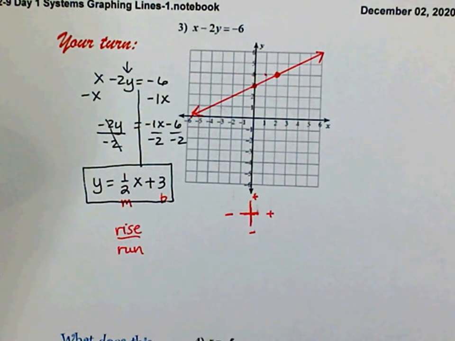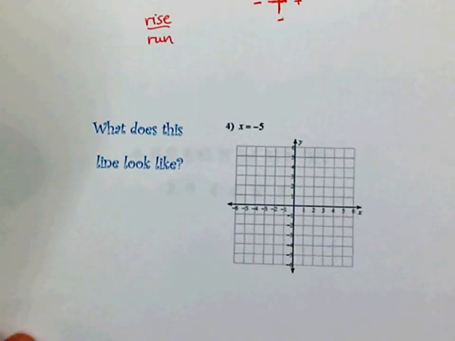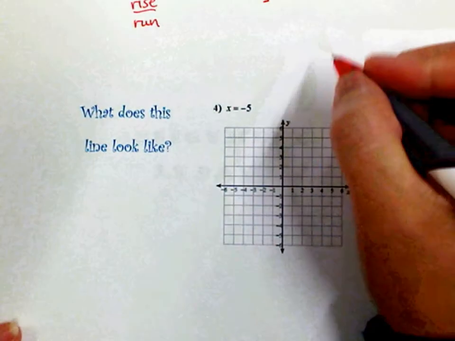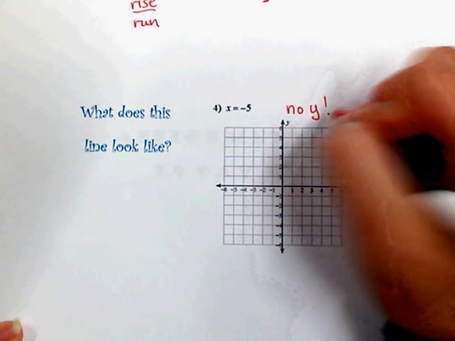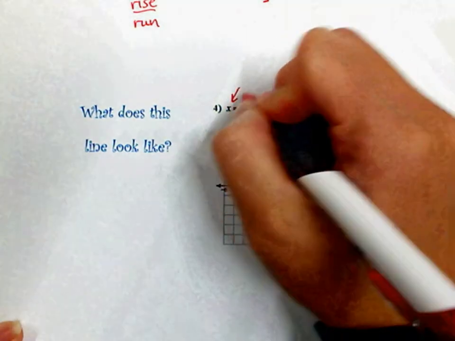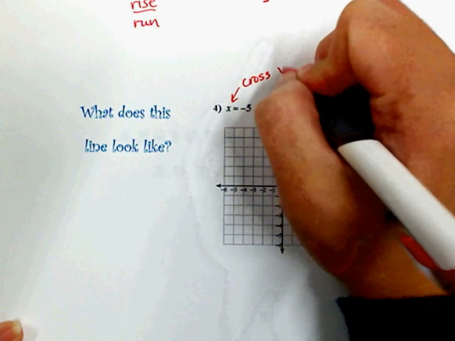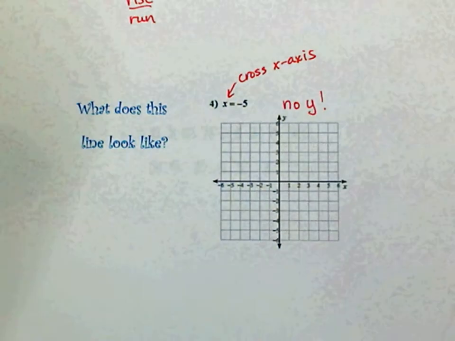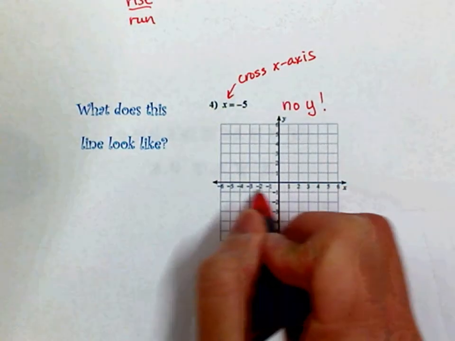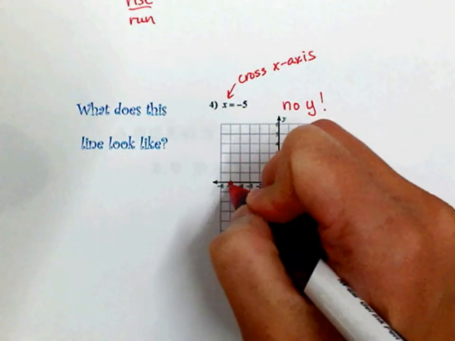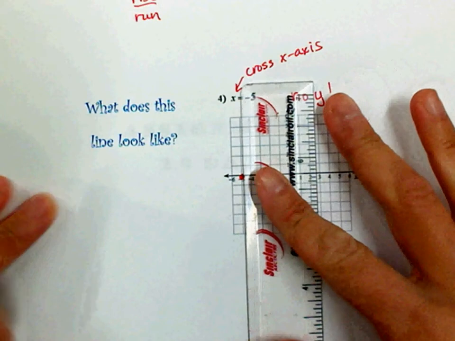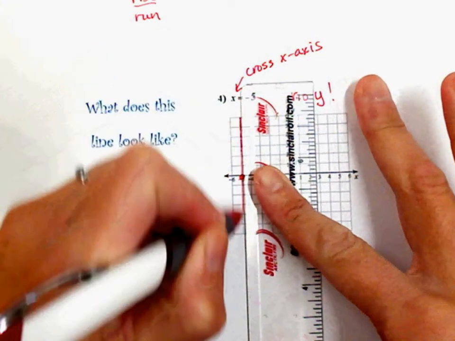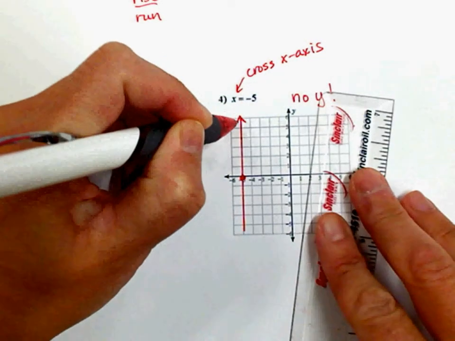All right, now let's take a look at this one. What does this look like? Well, this one doesn't even have a y at all. No y's written. So it means that you are going to cross the x-axis at -5. X goes left and right, so I'm going to cross the x-axis right here. Okay? So there is my x-axis at -5. It's going to go straight up and down.